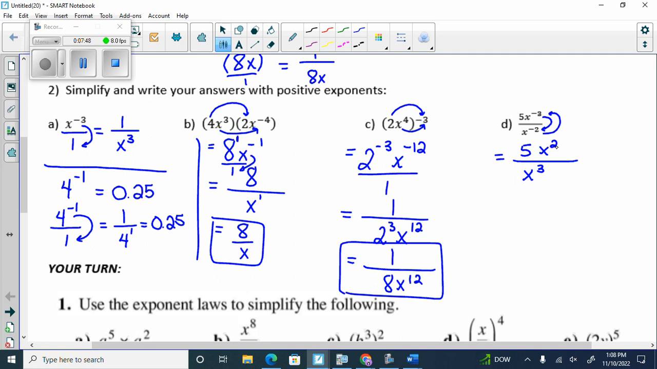And now I have division. When I have division with 2 bases, I subtract. We agree? So we're going to go 2 minus 3. That's 2 minus 3. X to the negative 1. And then I have to drop it to the bottom, right? So it's 5 over x.